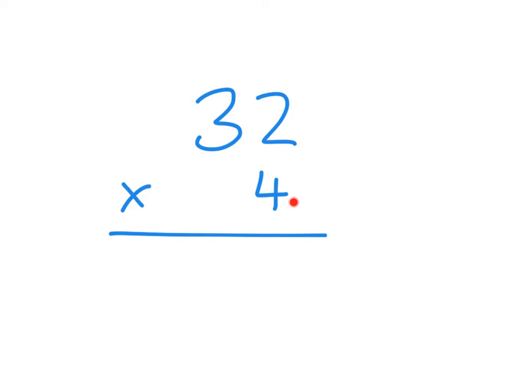We can do one more multiplication by a 1-digit number, so we can do 32 multiplied by 4 this time. So the first thing we do, 4 times 2 gives us 8. And then we move on to doing 4 times 3, or 4 times 30. 4 3s are 12, so we put the 2 in here, carry the 1 across. We haven't got another digit to multiply by here, so that one can come down here. It gives us the answer of 128.